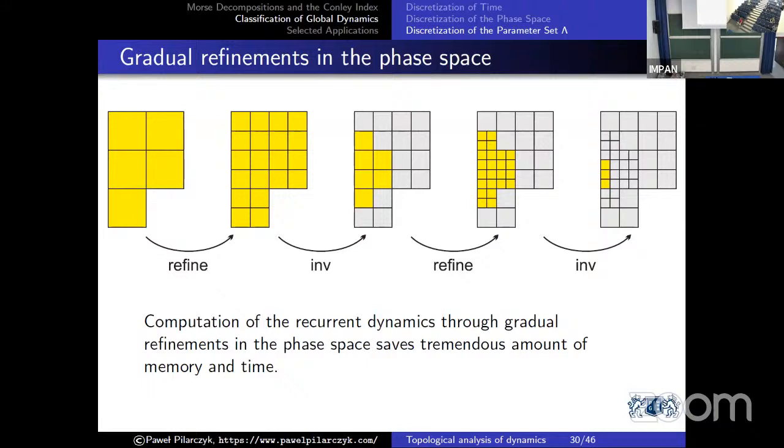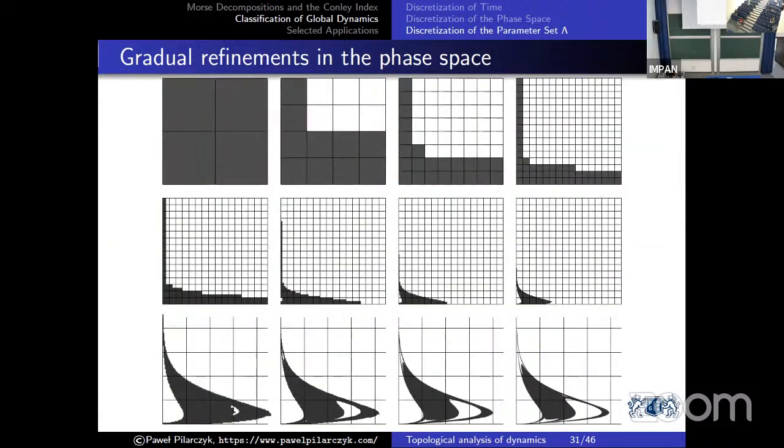Because by doing these computations, we prove numerically, so this is a mathematical computer-assisted proof, that all the trajectories from outside this invariant part actually leave this part of phase space in forward or backward time. So we are not interested in these. And here's an example of a computation where, with gradual refinements, already after 4 steps most of the phase space was thrown away. And this tremendously reduces the amount of computations that we actually do.